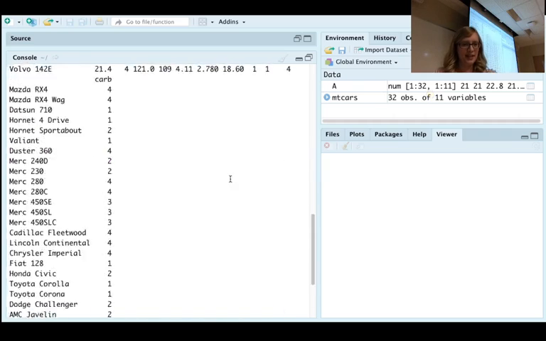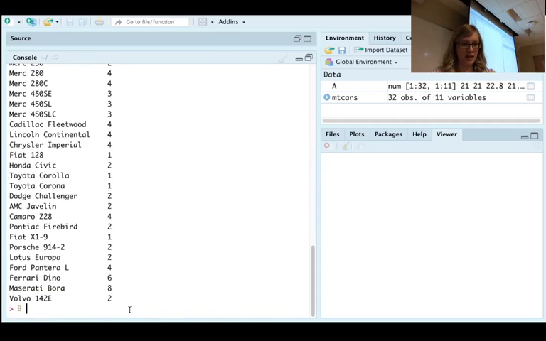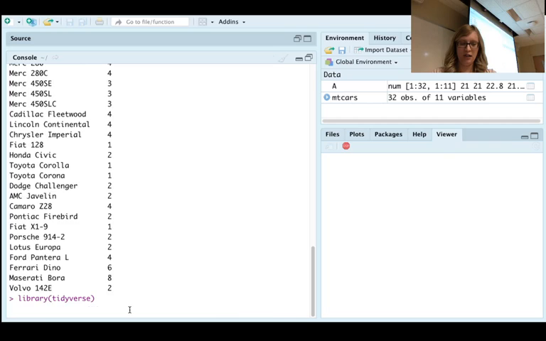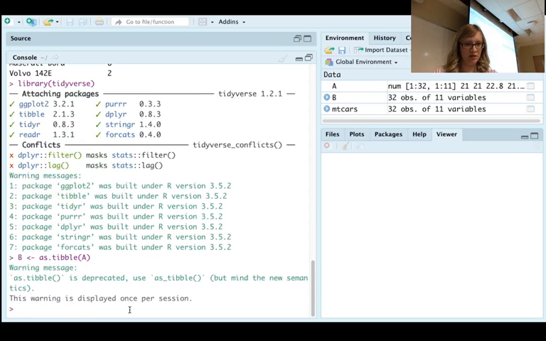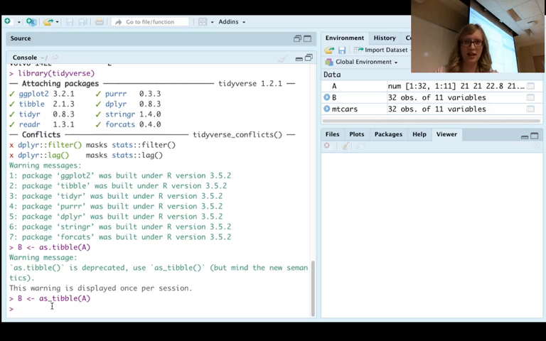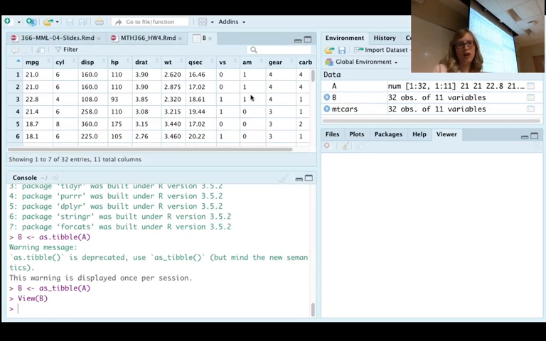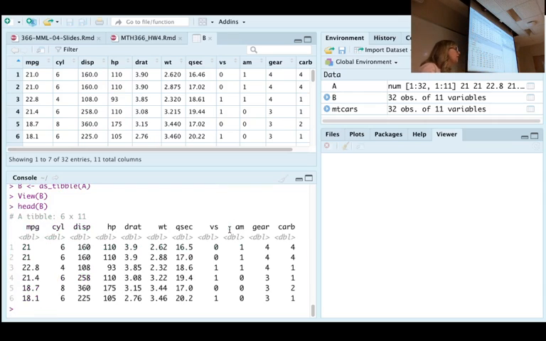So let's test that just to be sure. Let's check the class of B. Let's try reclassing this as a tibble. as.tibble is deprecated, so we'll use as_tibble instead. So B has 32 observations of 11 variables. We kept all of the column names. We did lose the row names. That made it a lot easier than I would have thought.